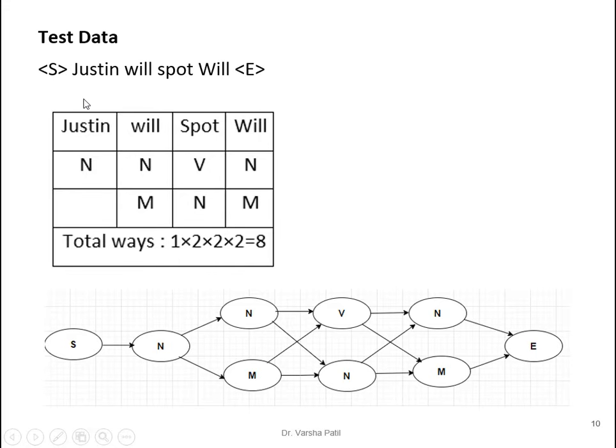Now we first check whether ambiguity is there or not. For example, Justin is a noun, but "will" can be a noun or a modal verb, "spot" can be a verb or a noun, and "wheel" can be a noun. So in total 1 into 2 into 2 into 2, that is 8 possibilities. If we want to find the part of speech tags without using the Viterbi algorithm, we need to check those 8 possibilities to determine the part of speech tag for each word.